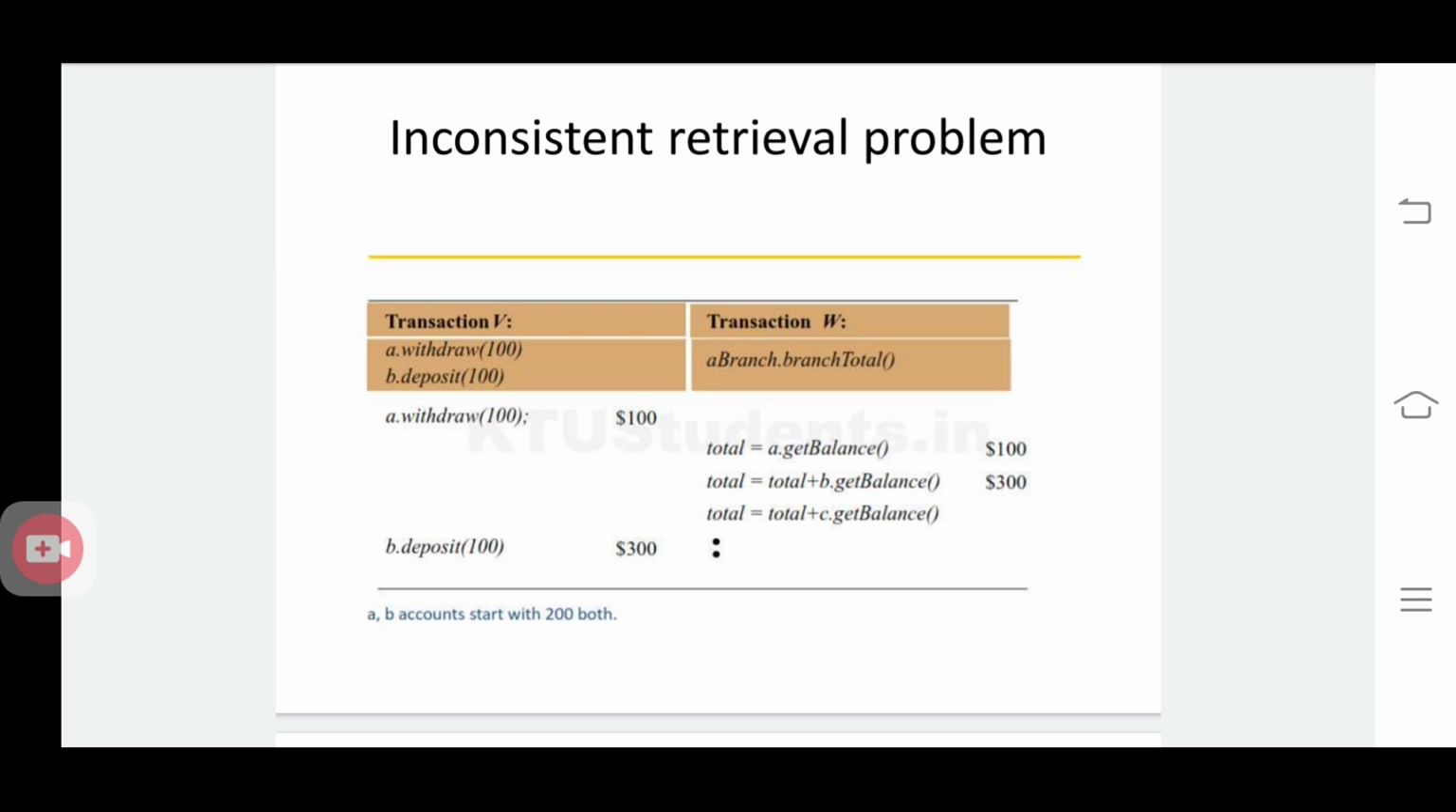And the transaction W is calculating the branch total. So a particular bank branch is there with two accounts, A and B, and initially it has a value of $200 each. So the total is 400, right?